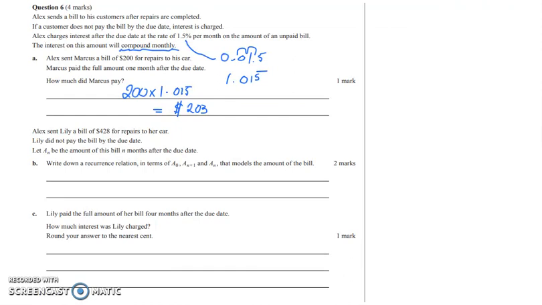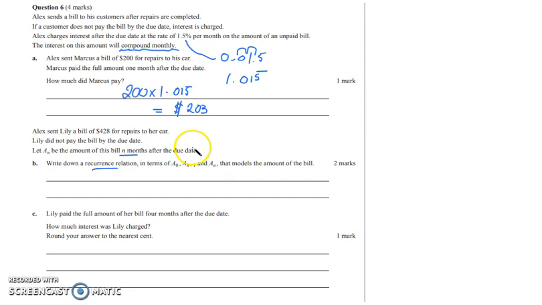Moving onwards, this is where a lot of students found some difficulty with this question. Alex sent Lily a bill of $428 for the repairs. Lily did not pay the bill by the due date, so this is still going to incur the same 1.5% per month compounding as in the first part of the question. Let A_N be the amount of the bill N months after the due date. Write a recurrence relationship using A_0 and A_(N+1) and A_N to model the bill.